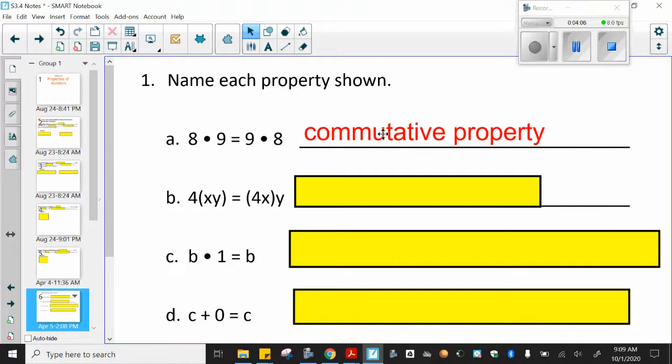If there's parentheses, I told you to check to make sure it's not associative. So, do we have the same order on both sides, but just grouped differently? Yeah, right? 4xy, we just have the parentheses shifted over. That is associative.